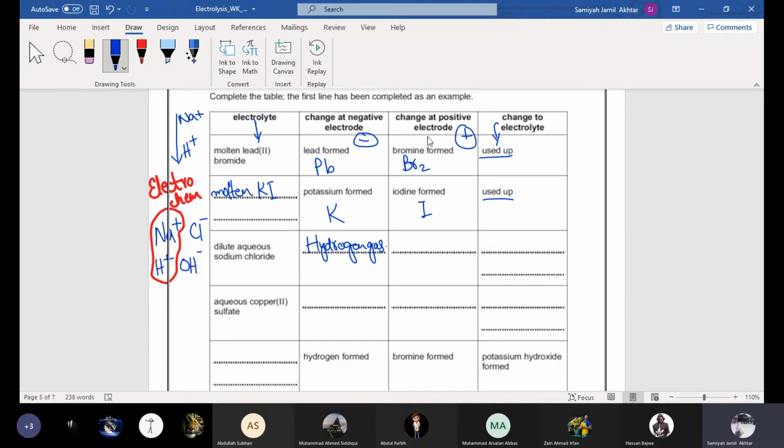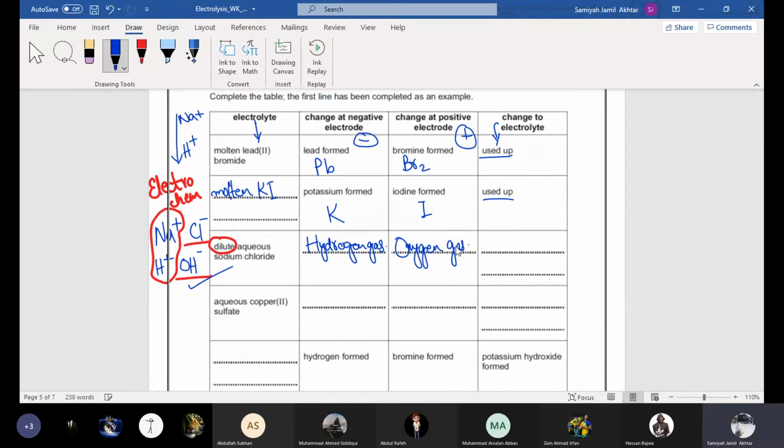Okay. Now at the positive electrode, we have chloride ion and hydroxide ion. We have to see the concentration. As it's a dilute solution, whose concentration will be more? Hydroxide. Yes. So hydroxide will discharge, and whenever hydroxide discharges, it produces oxygen. Oxygen formed. Very good, oxygen gas.